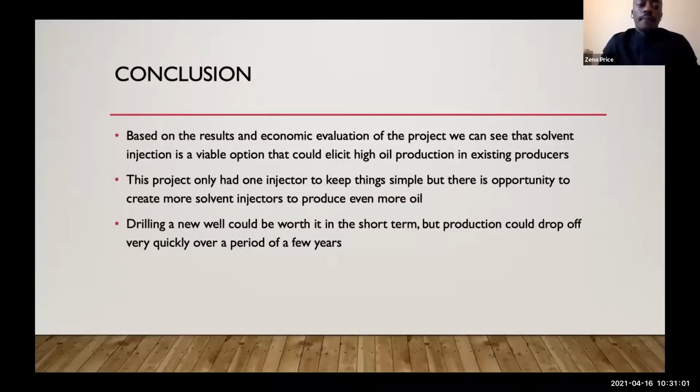In conclusion, based on the results and economic evaluation of the project, we can see that solvent injection is a very viable option that can elicit high oil production in already existing producers. For our project, we only had one injector to keep things fairly simple, but there's much more opportunity to create more solvent injectors to produce even more oil. And drilling a new well could be very much worth it in the short term, but production drops off very quickly over a few years, as Zach mentioned earlier. Any questions?